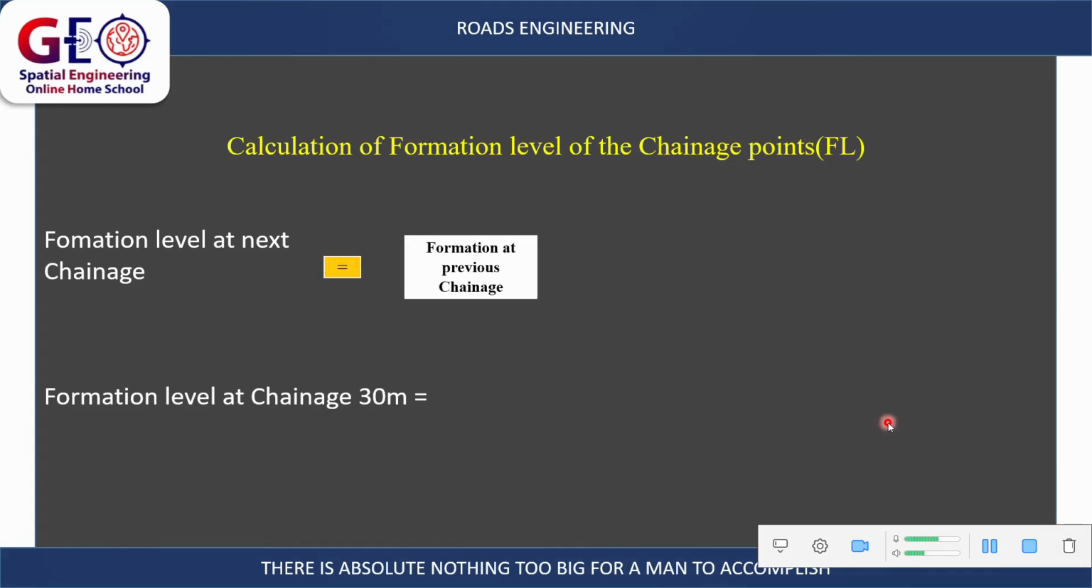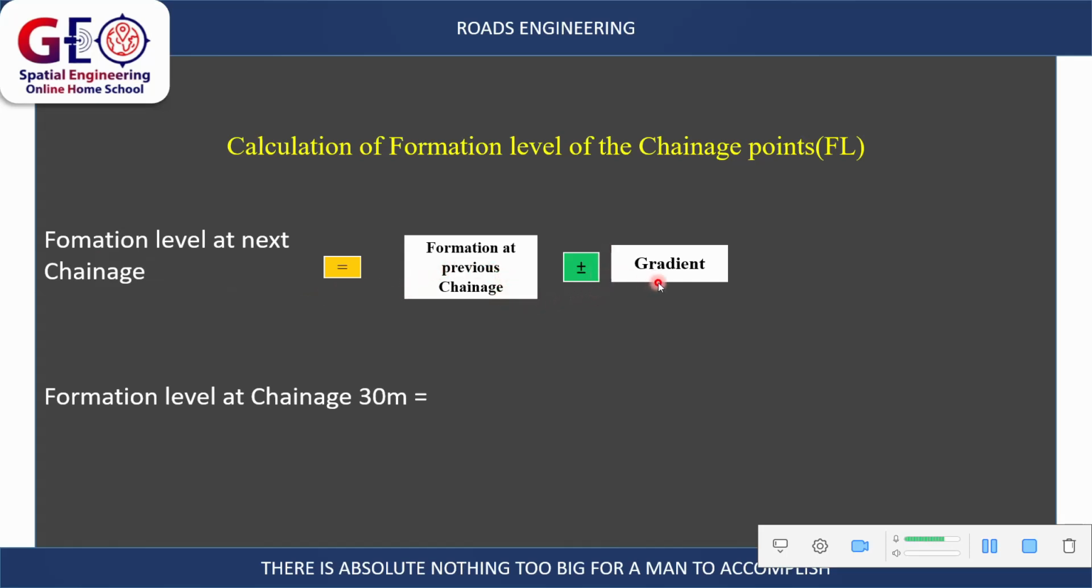Now, the first thing is we have to calculate the formation level at each point of the road. You understand? Because the formation level is actually the project level. Because if we do not calculate the formation level, we are not going to know the depth of cutting or the depth of filling, and it's with that depth of cutting and filling that we are going to calculate the volume.